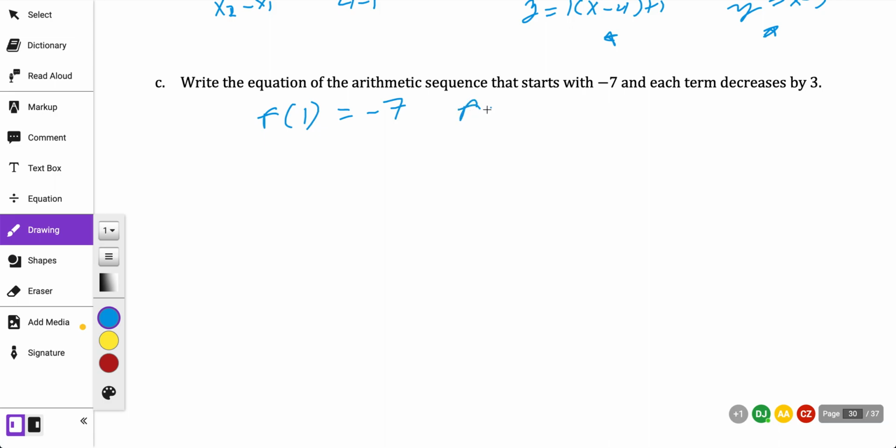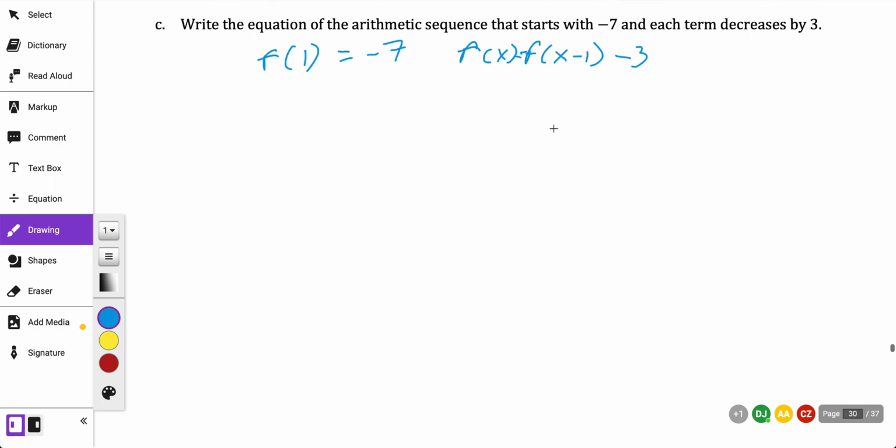From there, to get to my current term, I'm going to look at my previous term, and I'm going to decrease by 3. So that is my recursive. Just to make sure, you could have also written f of 0 equals -7, since it didn't tell you exactly what the first term was.